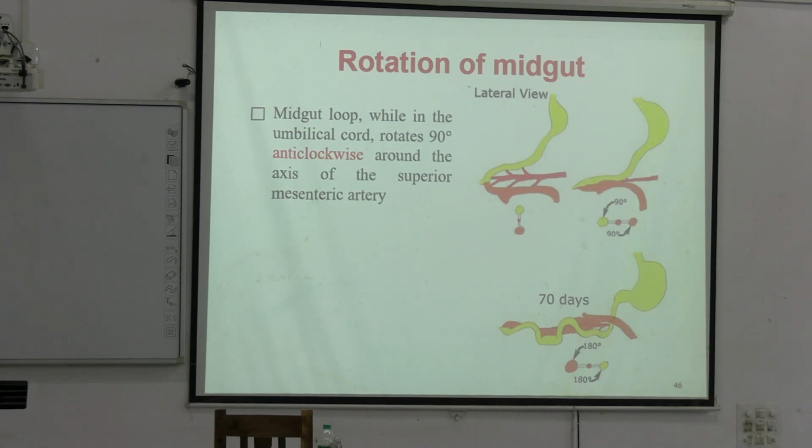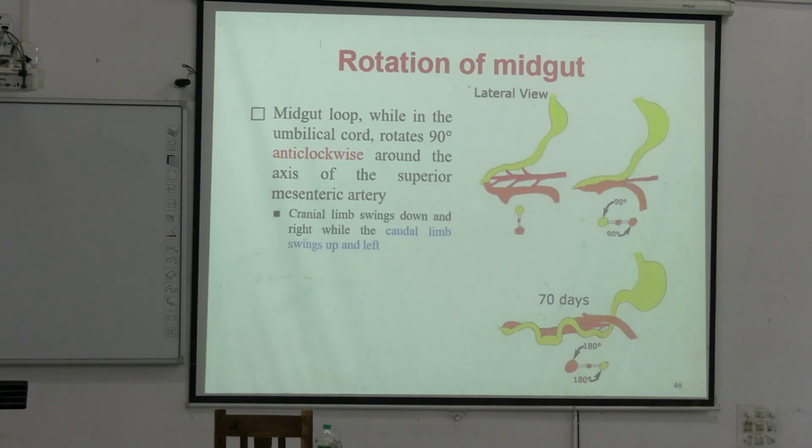So, we have a rule to follow whenever this gut returns to the abdomen. Whichever returns at the beginning gets to the left side of the abdomen and settles there, and whichever gets back at the end settles down on the right side. And if you have any mismatch in that, we have diseases related to it.